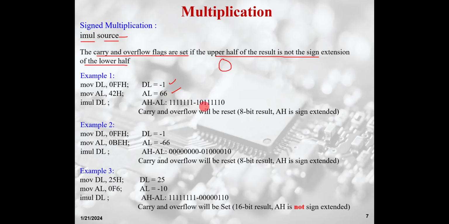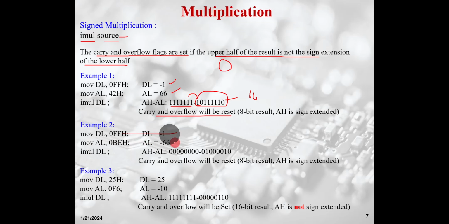this is the result which we get, right? Now if you see, this is the sign extension of this. In a signed number, only this much represents minus 66, and this is just the sign extension. And since it's a sign extension, carry will not be generated. The carry and overflow are 0.